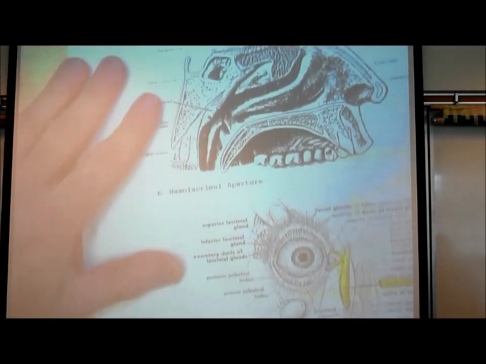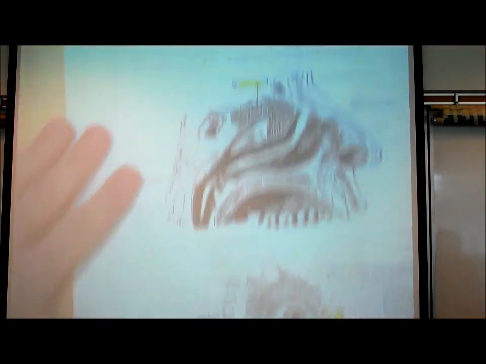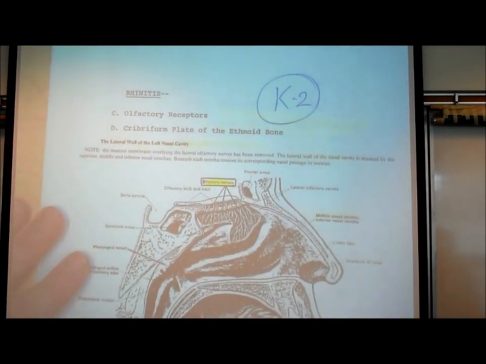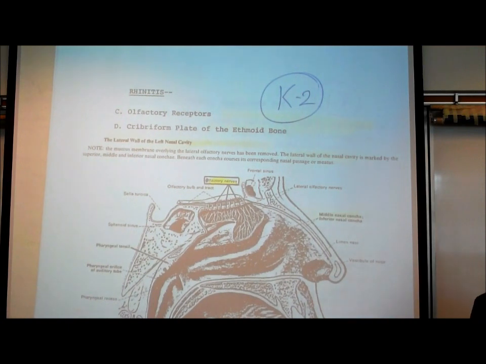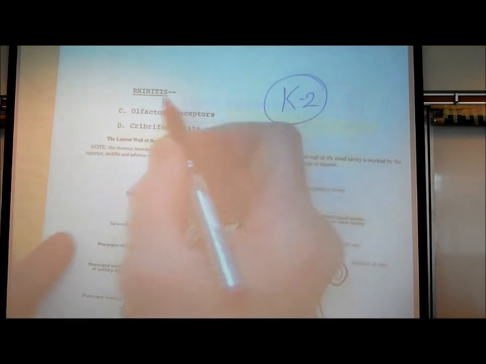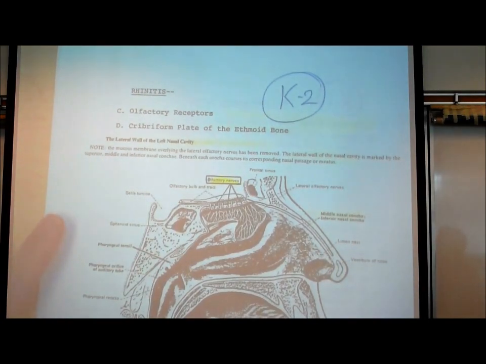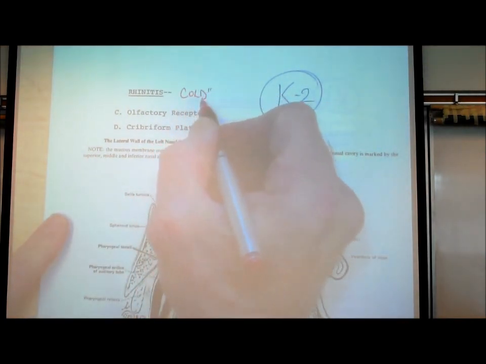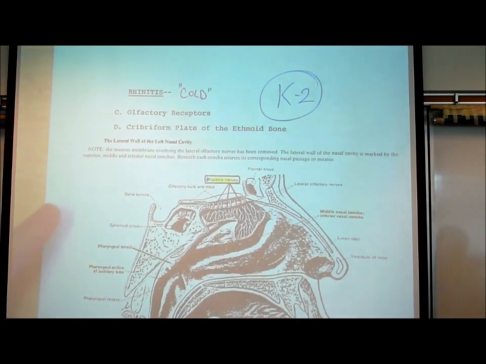On the next page, K2. On K2, rhinitis. Well, rhino means nose. So rhinitis is an infection in the nose. In other words, it's actually the clinical word for cold. A cold is called rhinitis.